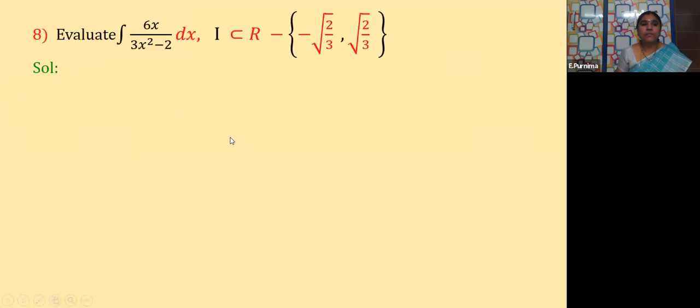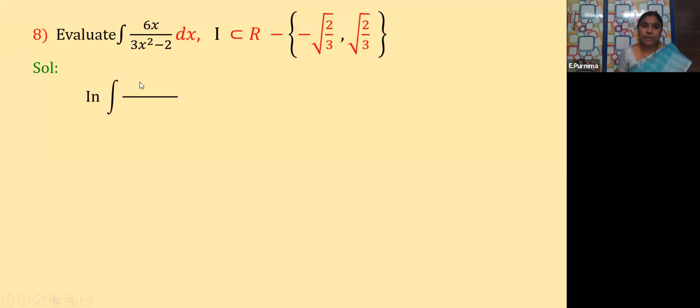Let us see one sum. Evaluate the integral of 6x by 3x square minus 2 into dx. What is the question here? Evaluate the integral of 6x by 3x square minus 2. So if you see here, this is a numerator and this is a denominator. First we have to check whether, if you differentiate the denominator, you are getting the numerator or not. Clear, children? If you differentiate the denominator, are you getting the numerator or not? We have to first check up. Let us verify it.